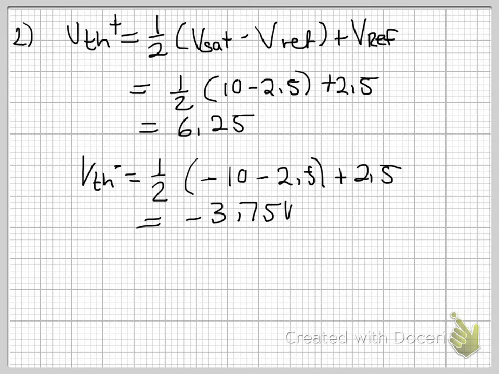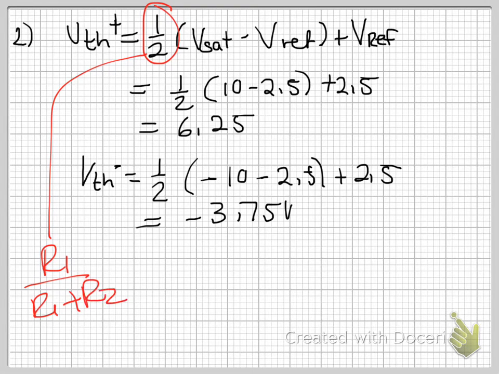So for the second part, if you were told that R1 and R2 are equal and you're asked to calculate your threshold voltages, let me illustrate this a little bit more. This 1/2 ratio is basically R1 over R1 plus R2. I just wrote it simply as 1/2 so that it simplifies our equation. So your threshold is equal to R1 divided by R1 plus R2 times Vsat minus Vref, plus Vref.